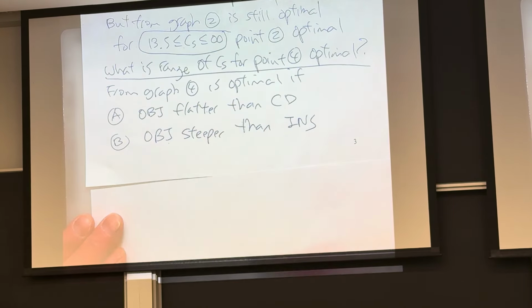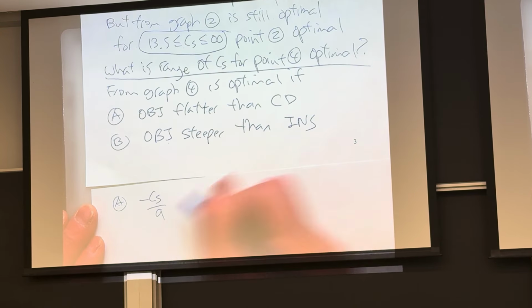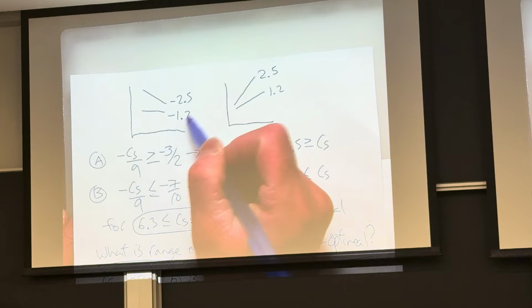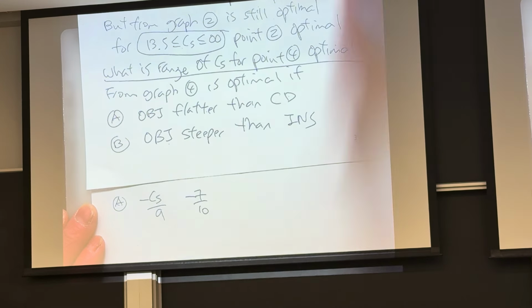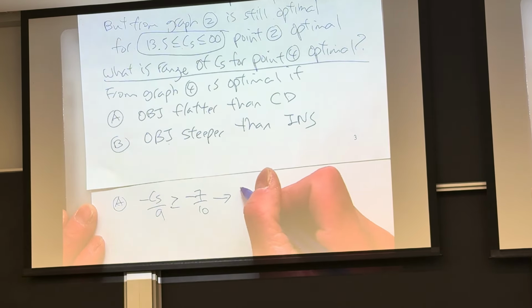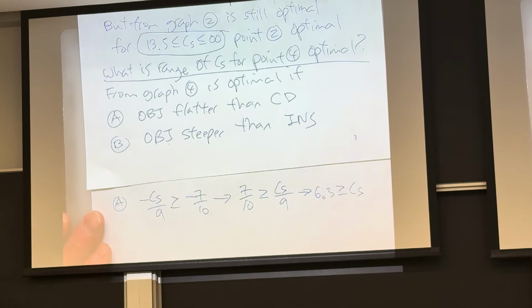Now, for A, we have everything. Objective, we already have. CD, we already have. Flatter means a bigger number, right? Flatter is a bigger number. So, bigger. Move this there, move that there. And then 9 times 7 is 63, divided by 10 is 6.3. Okay, so we need that.